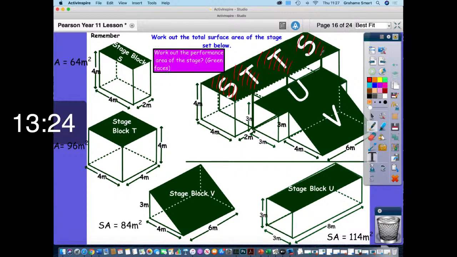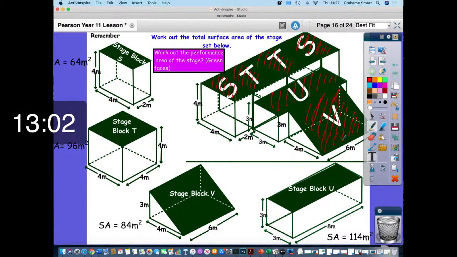So we've got a block S at the end here, then 2 block T's in the middle, then a block S at the end. Then we've got a block U. So the performers can jump down from block T down to block U, and then they've got a ramp for block V. But anything that I've shaded red, they could potentially dance on or sing on or perform on in one way or another.